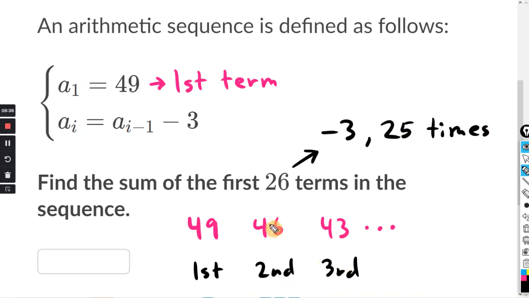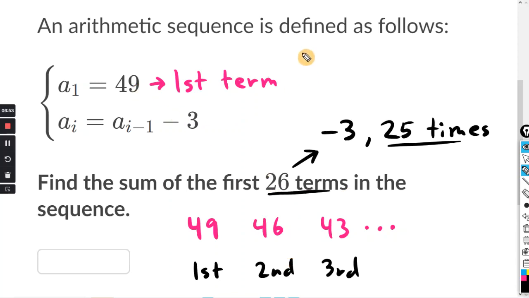To get to the third term, you subtract 3 twice. So however many times you subtract 3, you add 1 to that number, and that's the number term that you're on. So if you subtract 3 25 times, that will give you the 26th term.